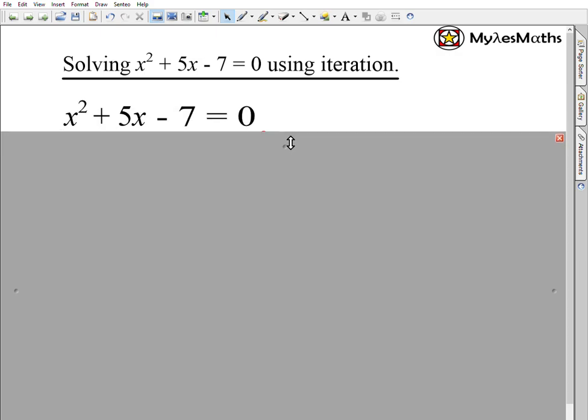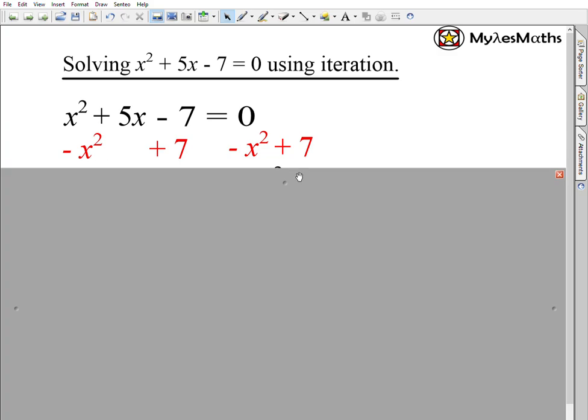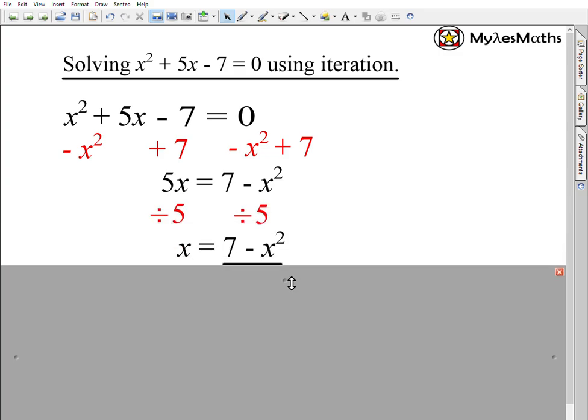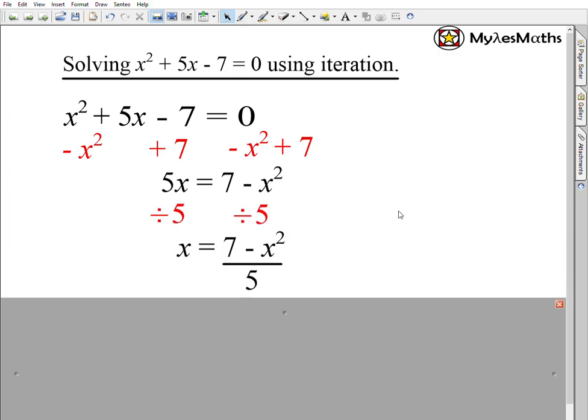So here's the original equation that we're going to solve. And what we're going to do is rearrange this to get x equals. We're going to do, in fact, all the things we've ever told you not to do. So to begin with, we're going to take x squared off both sides. We're going to add 7 to both sides. We're going to get 5x equals 7 minus x squared. And from there, we're going to divide by 5 and get x equals (7 minus x squared) over 5. Now, this is not an iterative formula.